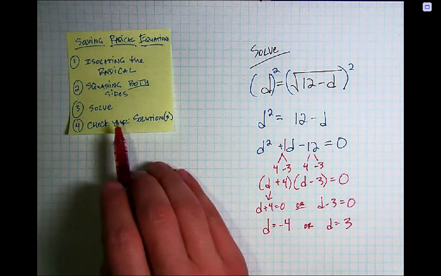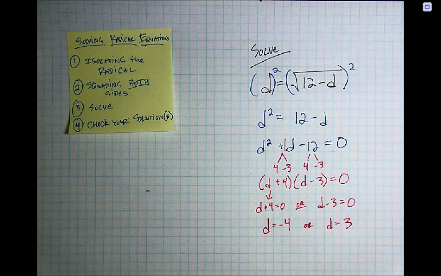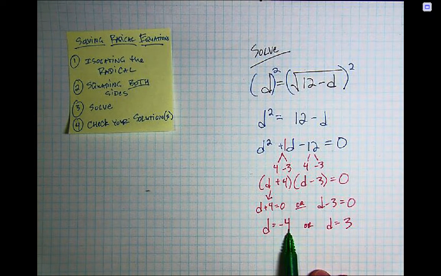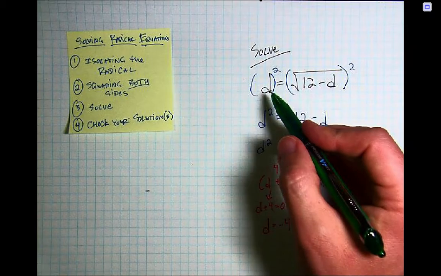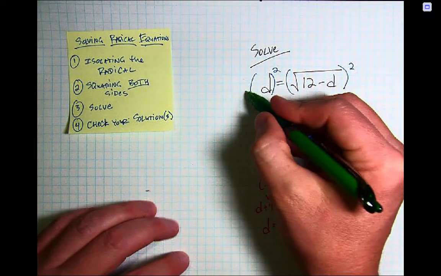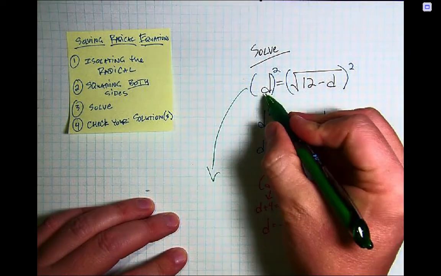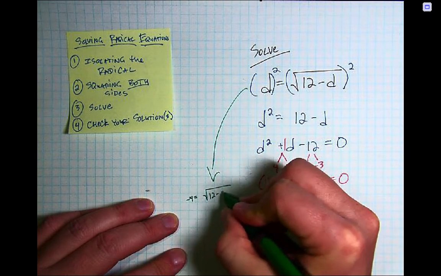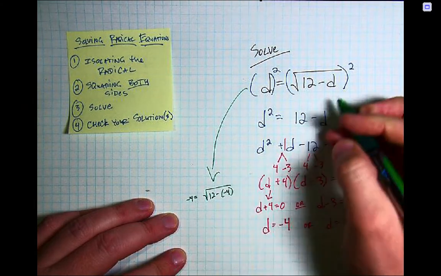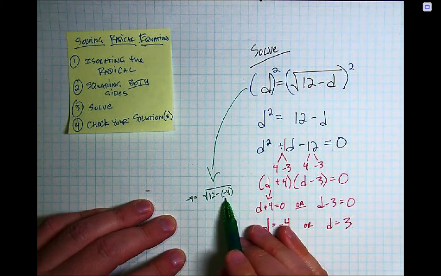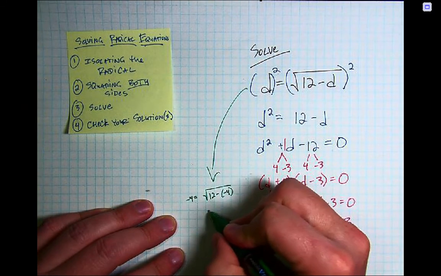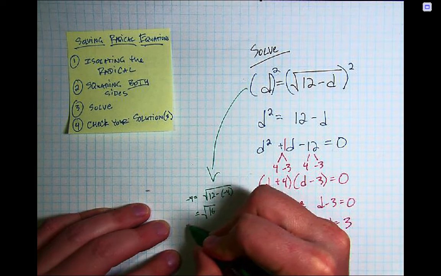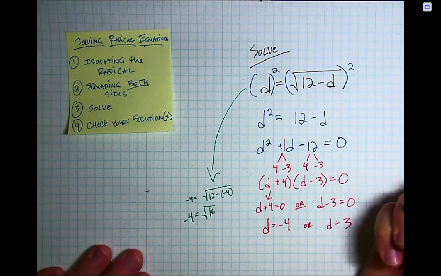Now what do I need to do? I need to check those solutions. And I need to do each one separately. So I'm going to check to see about negative 4. If I put a negative 4 here, I would get negative 4 equals the square root of 12 minus negative 4. Right? That was my original equation. So this is going to be 16. Does the square root of 16 equal negative 4?